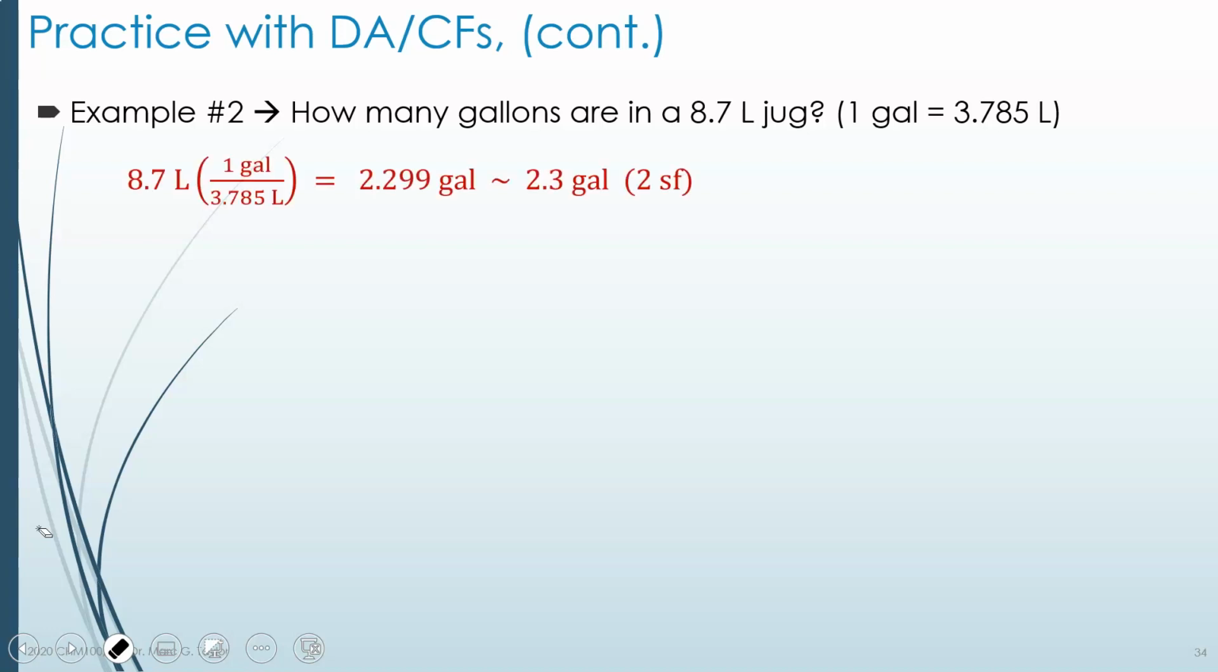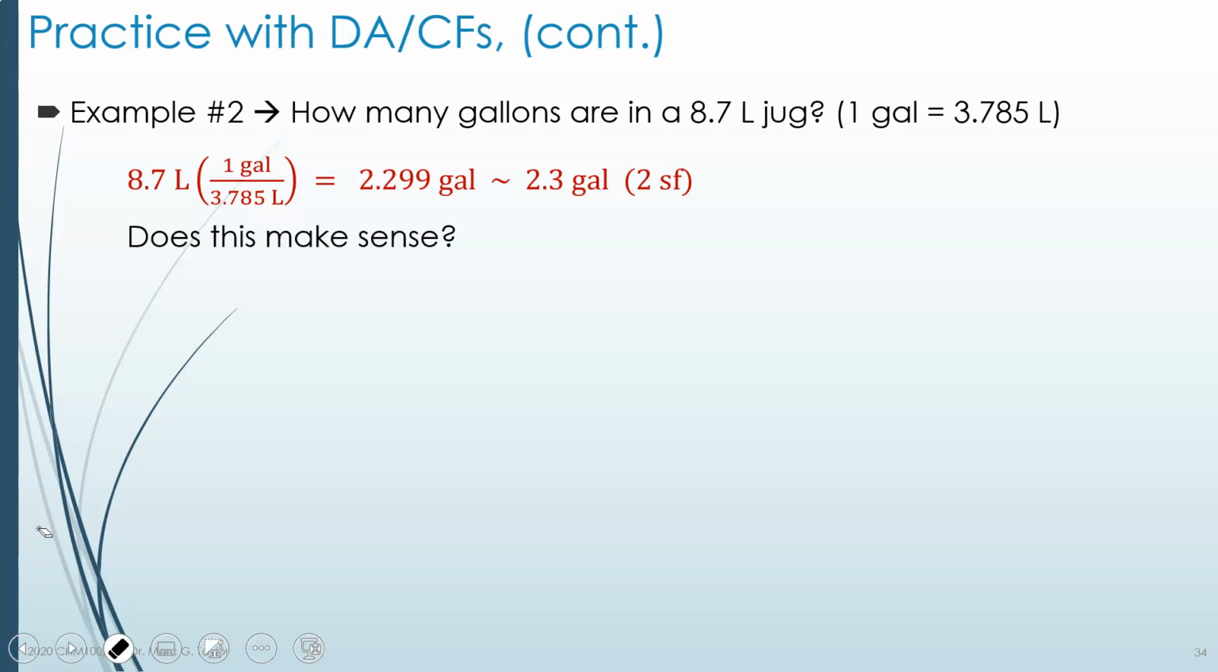So we start with the number we have, 8.7 liters. We multiply it by a conversion factor that we created with liters on the bottom, gallons on the top, and we get our answer that the calculator tells us, and then we round it to the 2 sig figs that we started with. We start with 2 sig figs. Our conversion factor has 4, so 2 is the less of those 2. Our answer should have 2 sig figs.